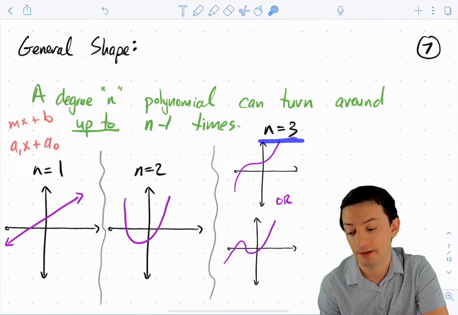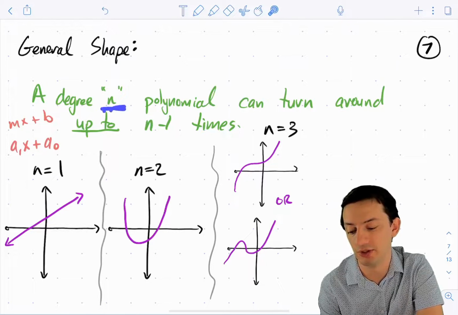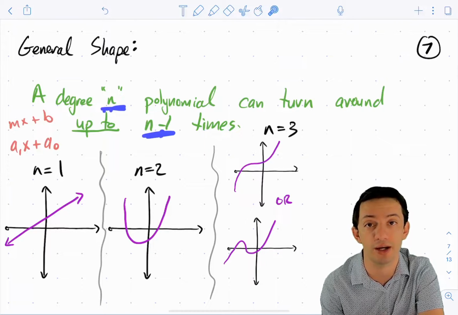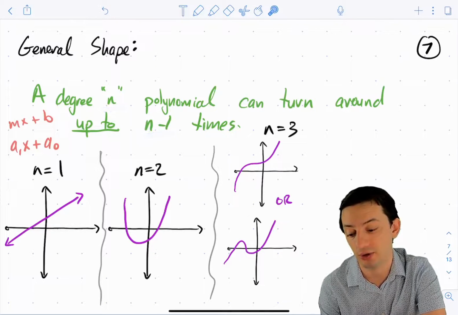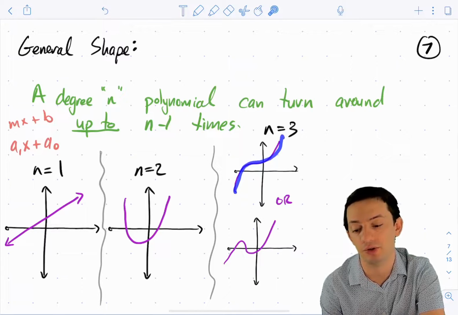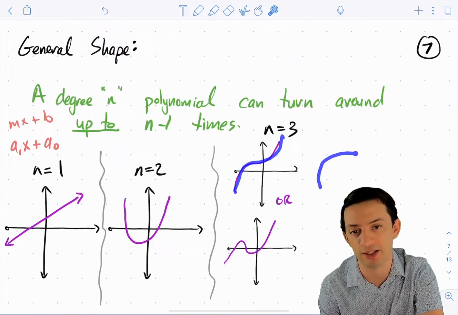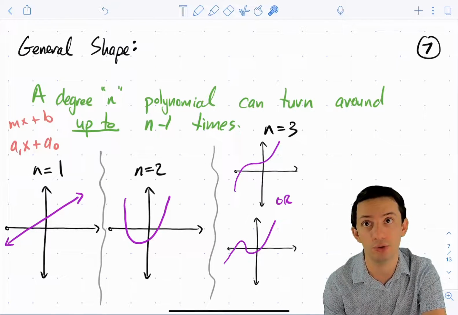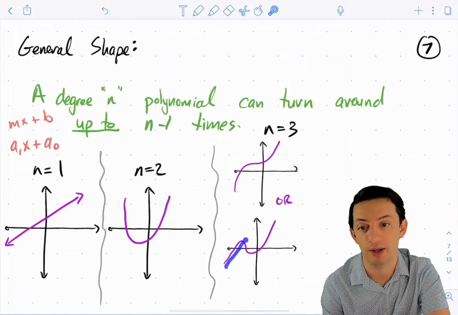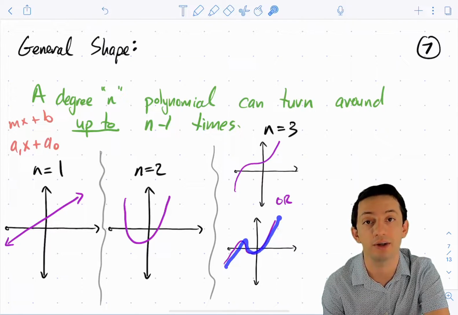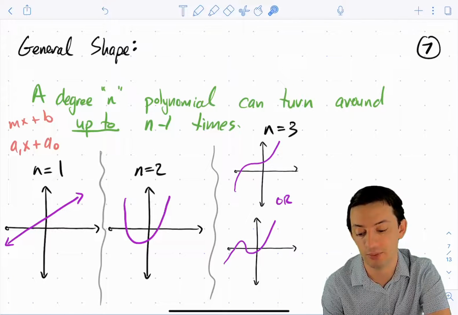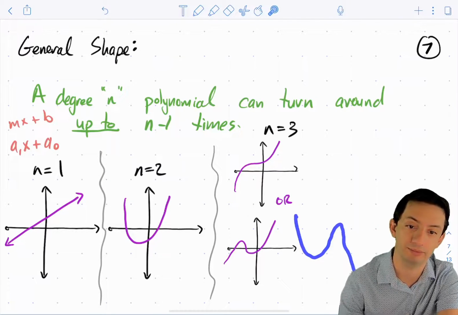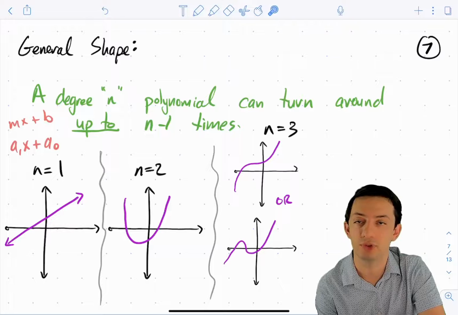Degree 3 polynomials, that's n equals 3, so they can turn around up to twice. And in fact, it turns out that they can turn around 0 times or 2 times, but not 1. So they either look like this. Now you notice this one doesn't turn around. It kind of comes to a stop, looks like it's about to turn around, and then goes back up. Or they can do two turnarounds, which means they go up, and then they turn around and go down, and they turn around and go up again. And this could be the reverse too if you have a negative sign in front. So they could go down, and then up, and then down. So that's the general shape.